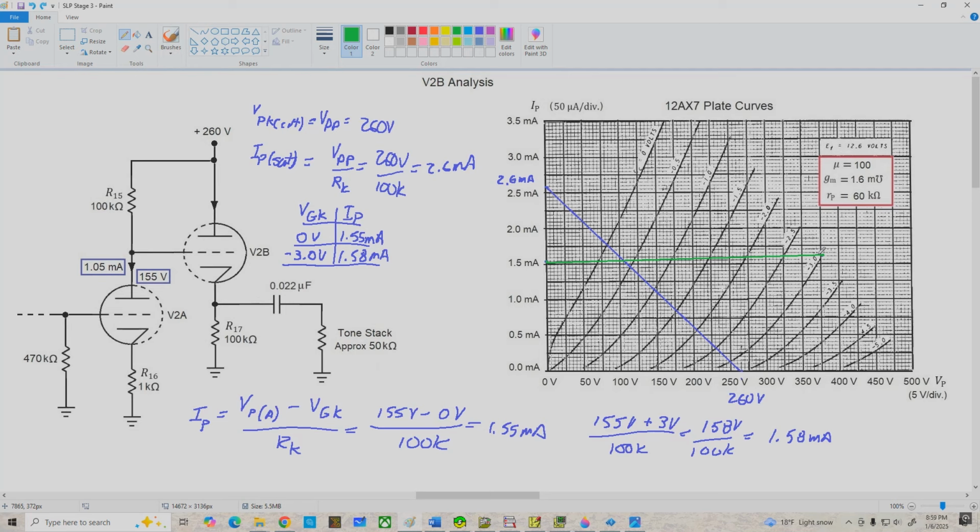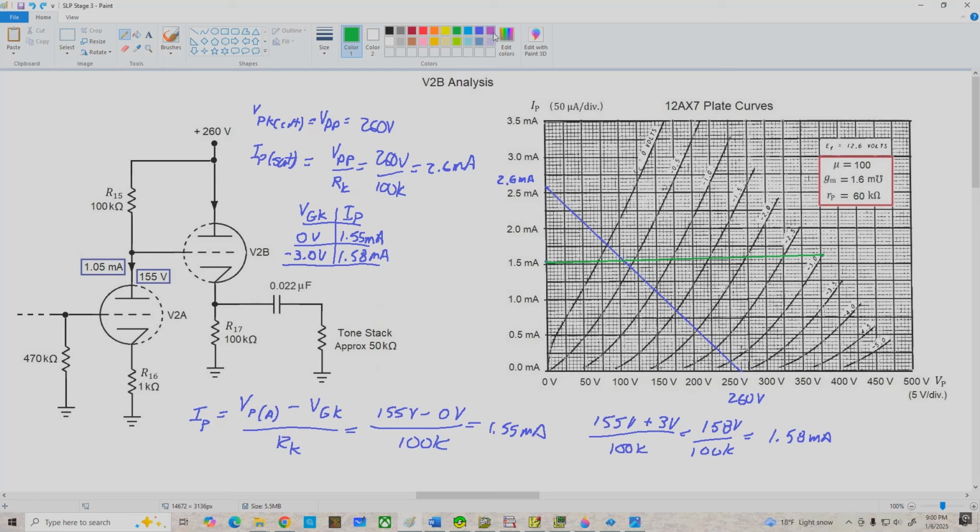Now, it might seem kind of weird that our bias line is so flat, but in this case, remember, we're dealing with a really large cathode resistor, 100 k ohms. Normally on the graphs that we've done like this, we're dealing with maybe a couple thousand ohms down here, and that's going to give us a much steeper line than this. So remember, the bigger RK is, the flatter this line is going to be.